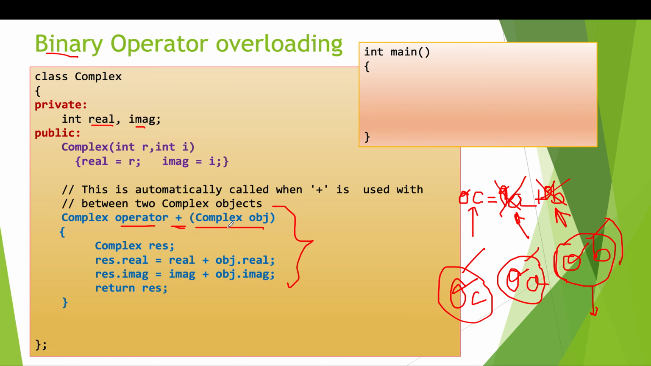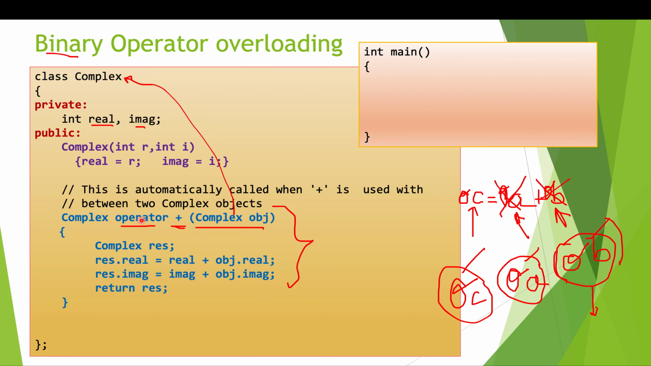How do we know that this is an object? Because we have given the name of the variable as obj, and what is the data type of the variable? The data type of the variable is Complex. What is Complex? Complex is nothing but the name of the class. So our variable of type class is nothing but an object. This is how we create the object in main. So this obj is one object which is provided as input to your operator plus function.